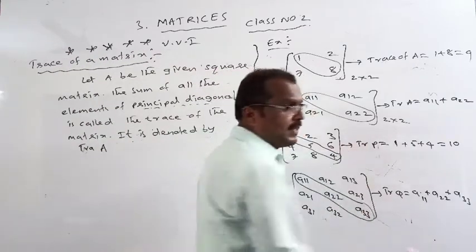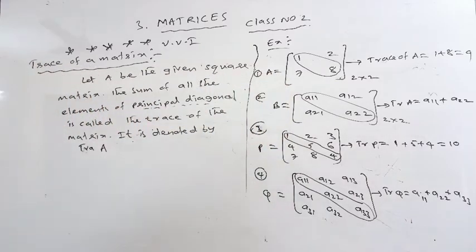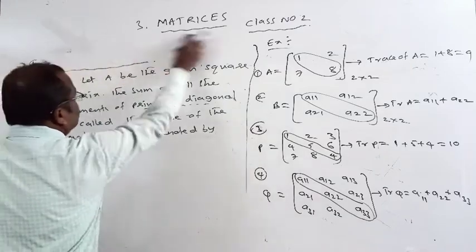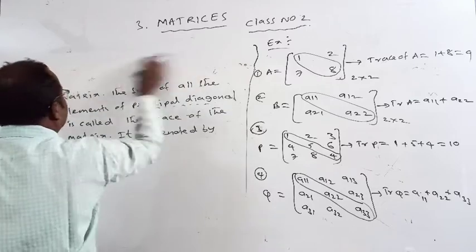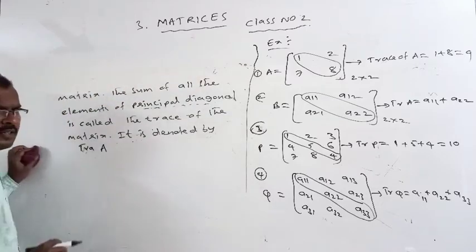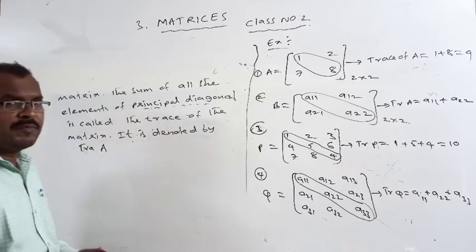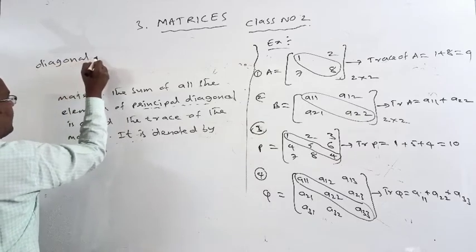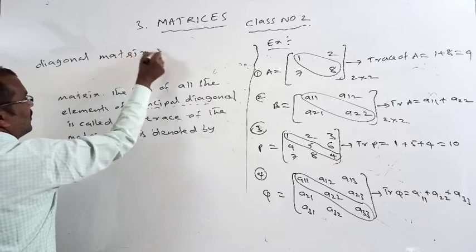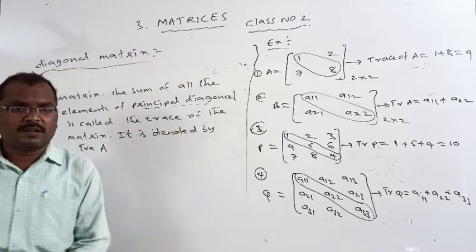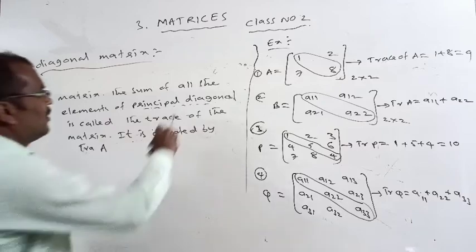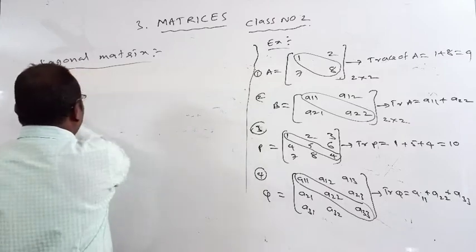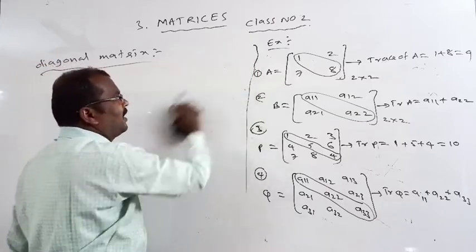Next one is scalar matrix. Before that, write a diagonal matrix. First copy the diagonal matrix, and after that the scalar matrix. Then the order will be easy.